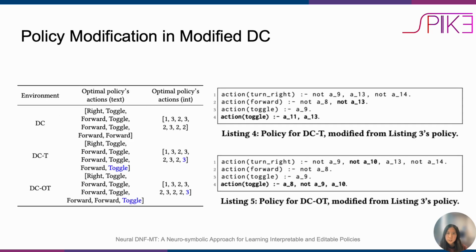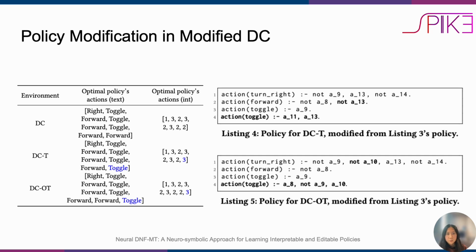And to demonstrate the editability of the policy, we modify the base door corridors to 2 variations, where we change how the agent needs to interact with the goal state to finish the environment. DCT requires the agent to not step into the goal state, but to toggle it. DCOT requires the agent to do a toggle when it's already on the goal state.